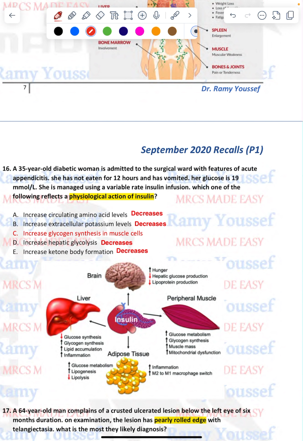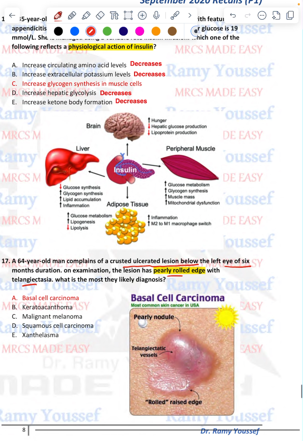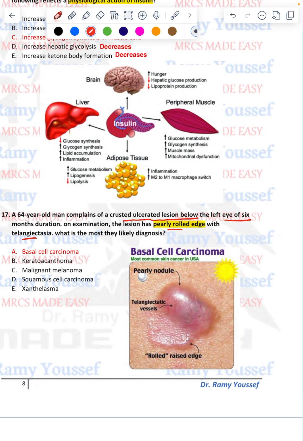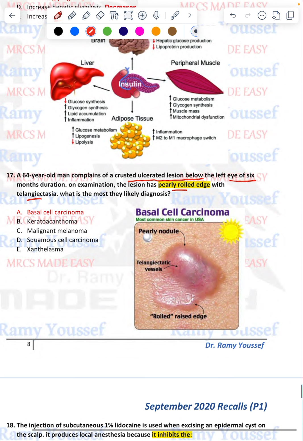A 64-year-old complains of a crusted ulcerated lesion below the left eye of 6 months duration. On examination, the lesion has rolled edges with telangiectasia, which is basal cell carcinoma. Basal cell, telangiectasia and rolled edges. This is basal cell carcinoma, typical.